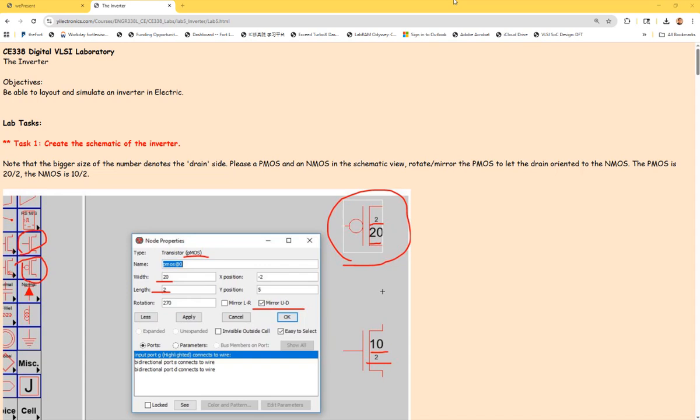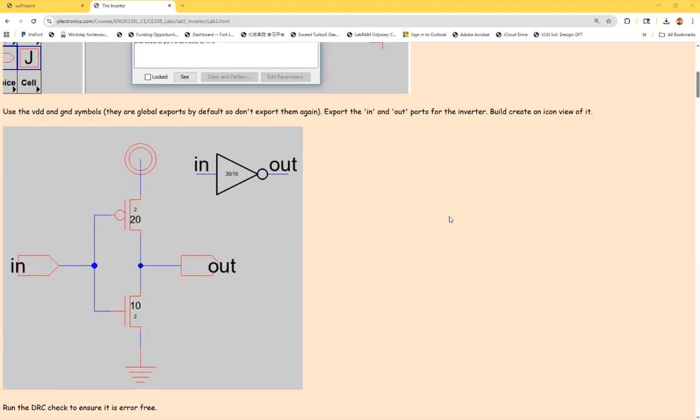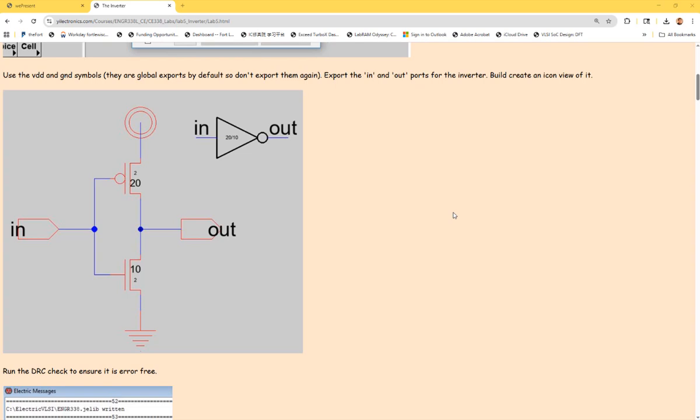So 2 as the minimum length, 20 as the width. Definitely you can use 2 for the width as well, but 20 is making it a little bit wider, so you can run more current into it. Okay, so this is pretty easy. Build an inverter.